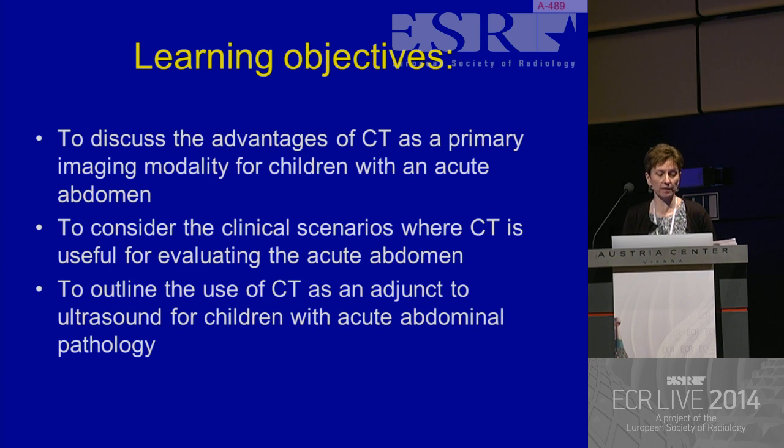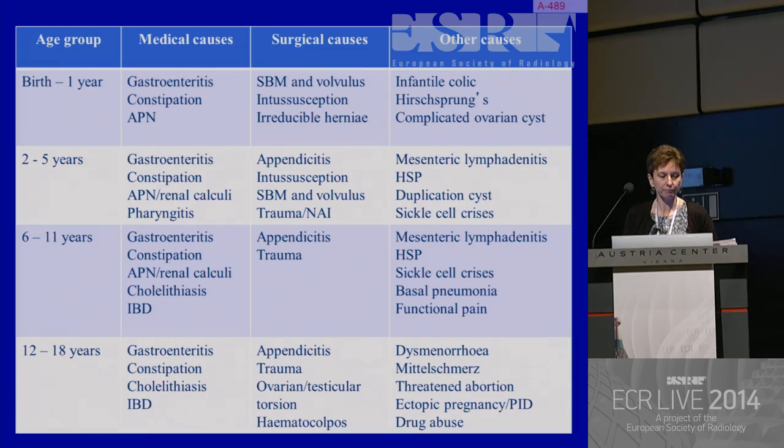So the learning objectives are as on this slide. I want to tell you about some of the advantages of CT in this circumstance, and then really to look at clinical scenarios where I would consider CT is useful for evaluating the acute abdomen in children. And finally, to talk about when we use CT as an adjunct to ultrasound in children with acute abdominal pain.